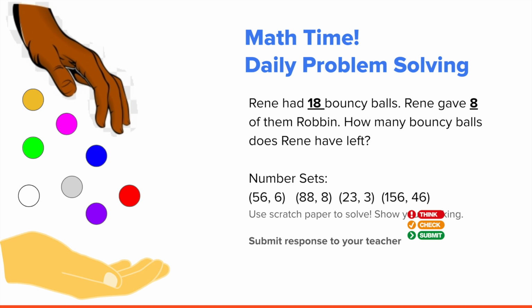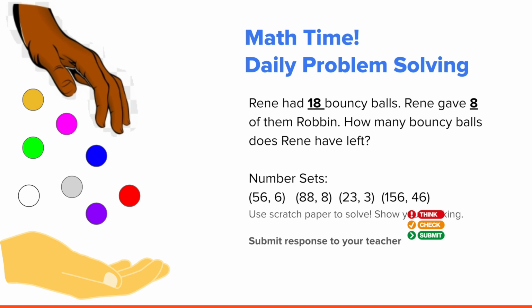Now let's think. If Renee has 18 bouncy balls and gives 8 to Robin, is Renee's group of bouncy balls getting bigger or smaller? Smaller, right? Because he's giving some away to Robin. With that in mind, what would our answer be? Renee had 18 bouncy balls. Renee gave 8 of them to Robin. How many bouncy balls does Renee have left?